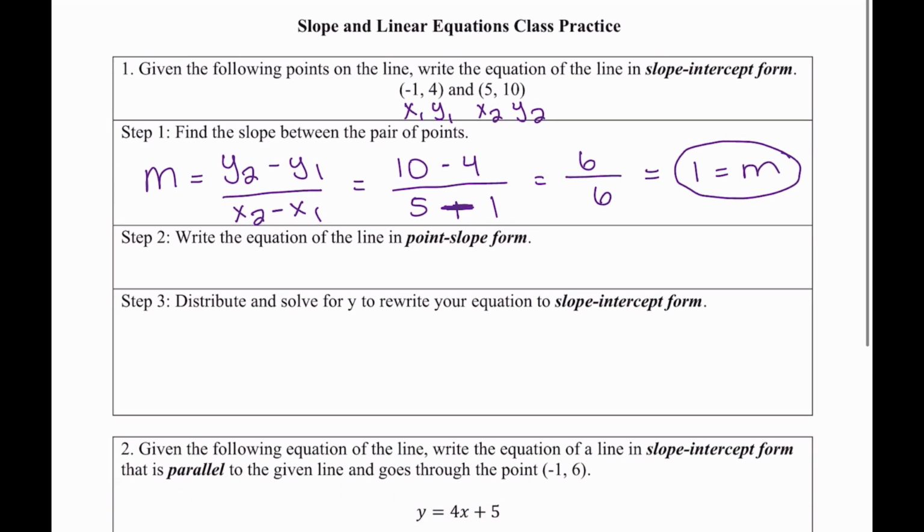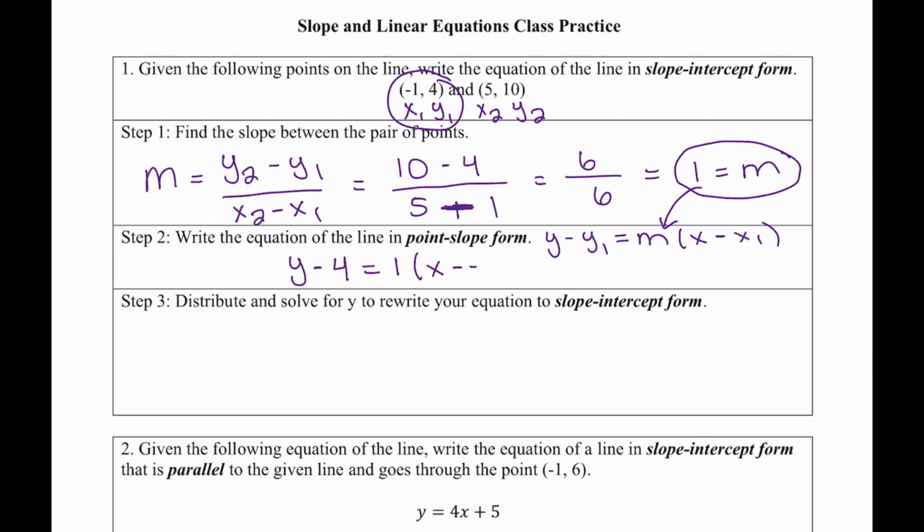Step 2 says write the equation of the line in point-slope form. Point-slope form is y minus y1 equals m times x minus x1. I now know that my slope is 1, so that's going to go there. And then I need to pick one of my 2 points to plug into this equation. I think I'm going to pick the one that I labeled x1, y1. So this will look like y minus 4 equals 1 times x minus negative 1, which will turn into a big plus.